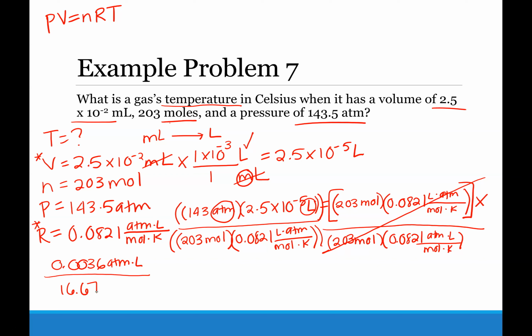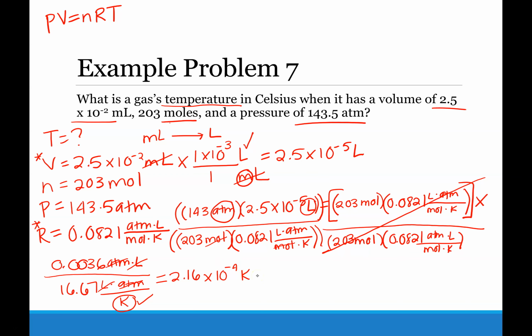The units are a bit odd on this one, so moles will cancel, and the only thing that will come down is going to be liters, atm, and Kelvin. You can see here in the final calculations where atm cancel and where liters cancel, and you're left in Kelvin, which is appropriate for temperature. So in your calculator, 0.0036 divided by 16.67 is going to give us a final temperature of 2.159, so 2.16 times 10 to the minus 4 Kelvin.